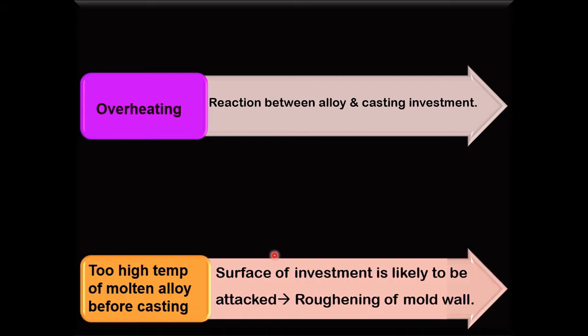If the temperature of the molten alloy before casting is too high, the surface of the investment is likely to get attacked, and there will be roughening of the mold wall, which will be reflected in the casting also.